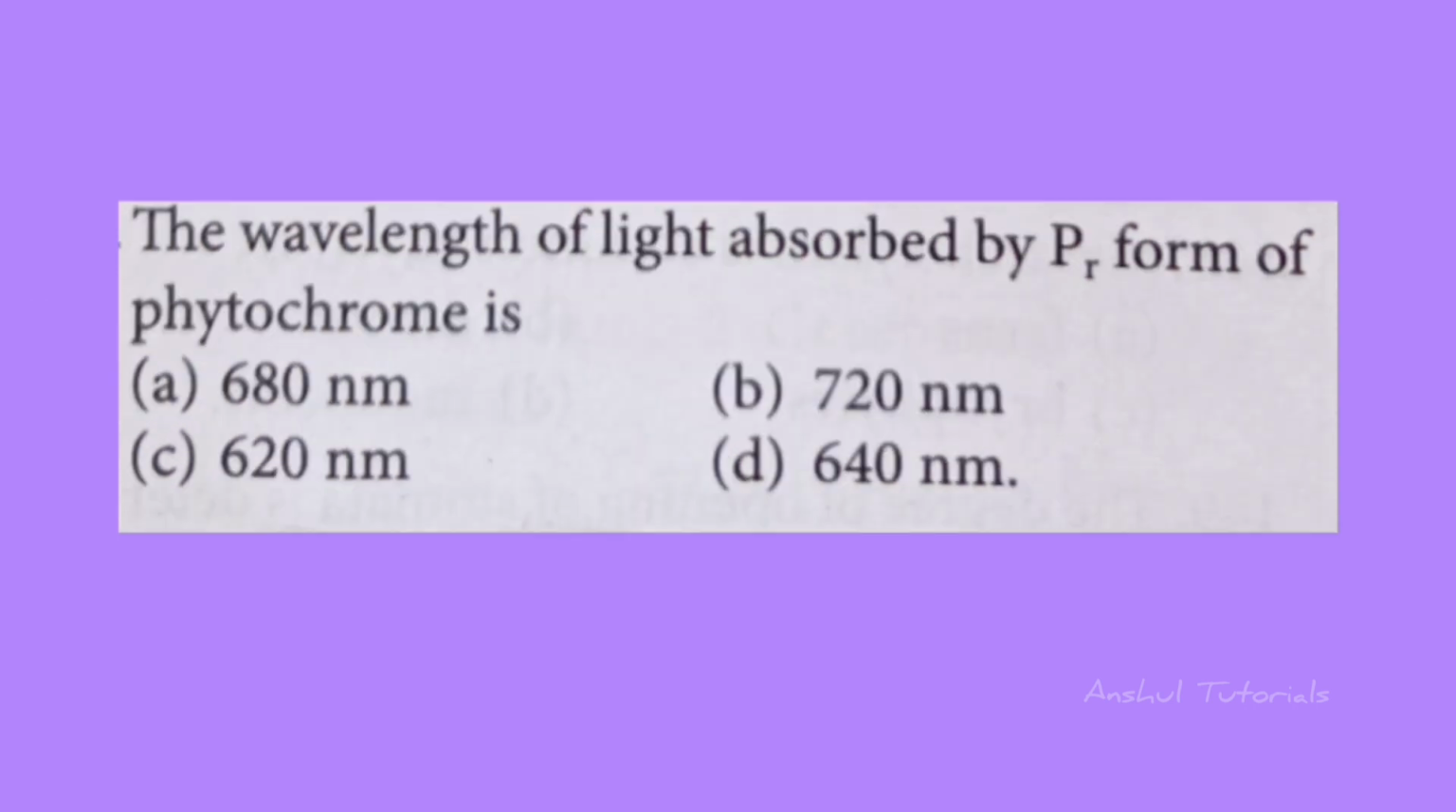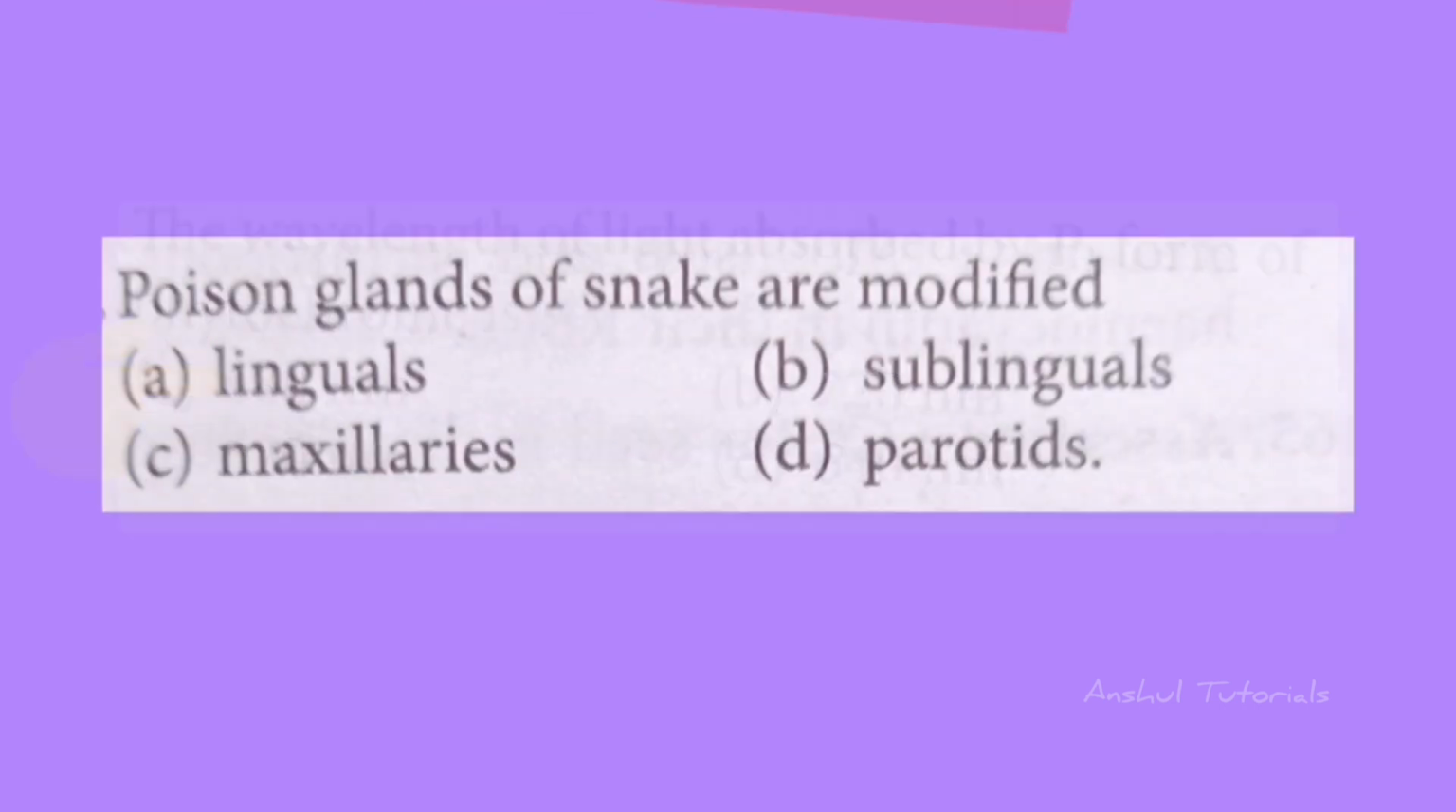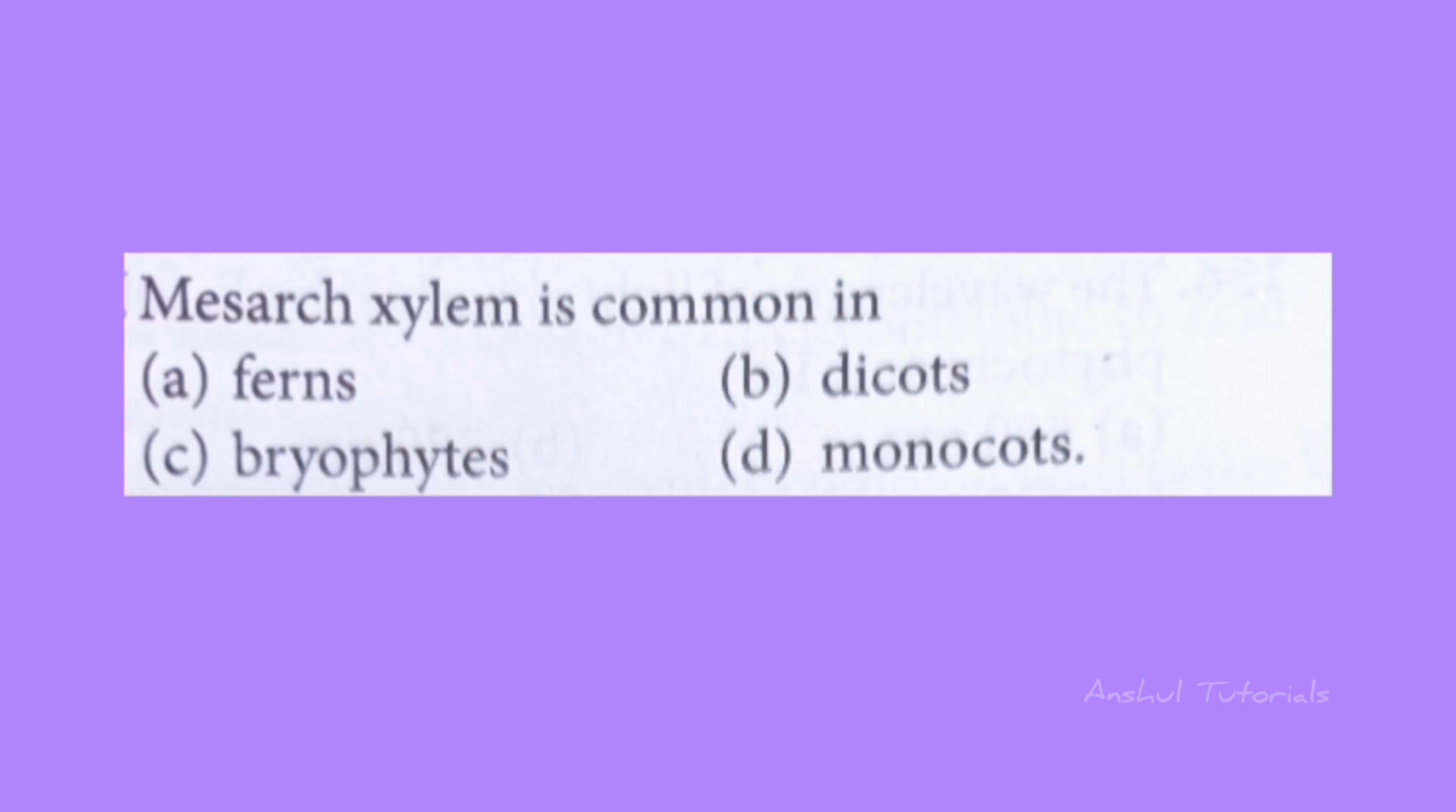The wavelength of light absorbed by the Pr form of phytochrome is, so the correct answer is option A, that is 680 nanometers. Poison glands of the snake are modified, so the correct answer is option D, that is parotid gland. And the next question is, mesoxylem is common in, so the correct answer is option A, that is ferns.